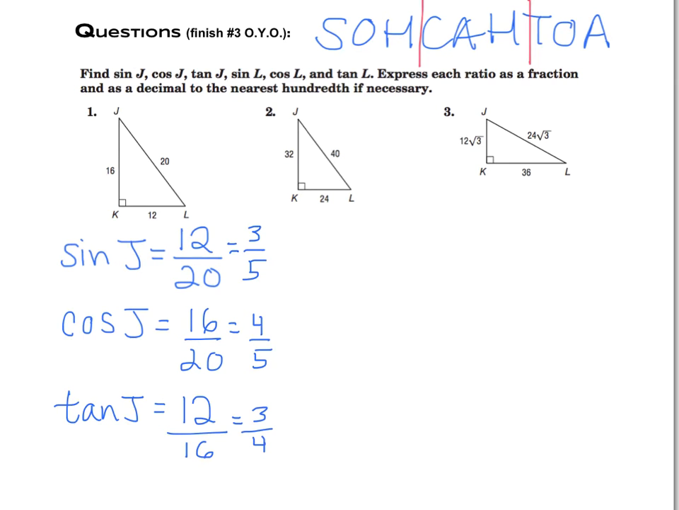Interestingly enough, if I thought back to how this 12, 16, and 20 triangle comes together, I hope that you can see that it's based off of the 3, 4, 5 triple. There's another reason that I wanted you to get to know those triples, because you're going to see them a lot.